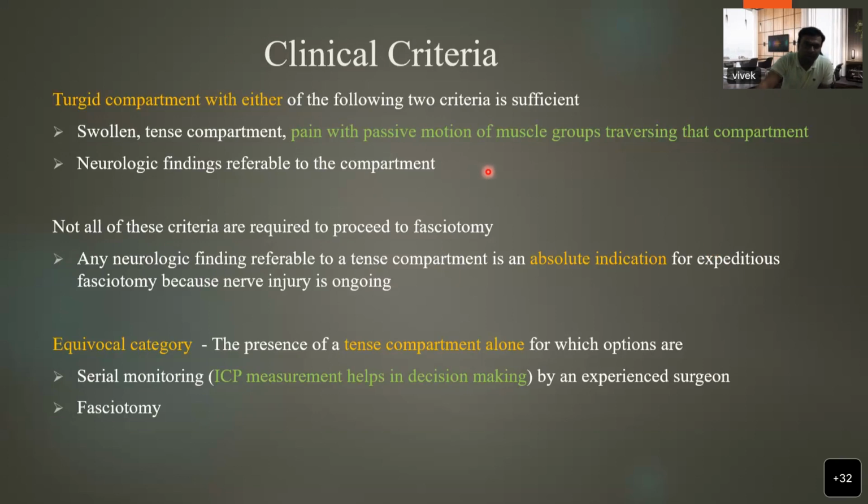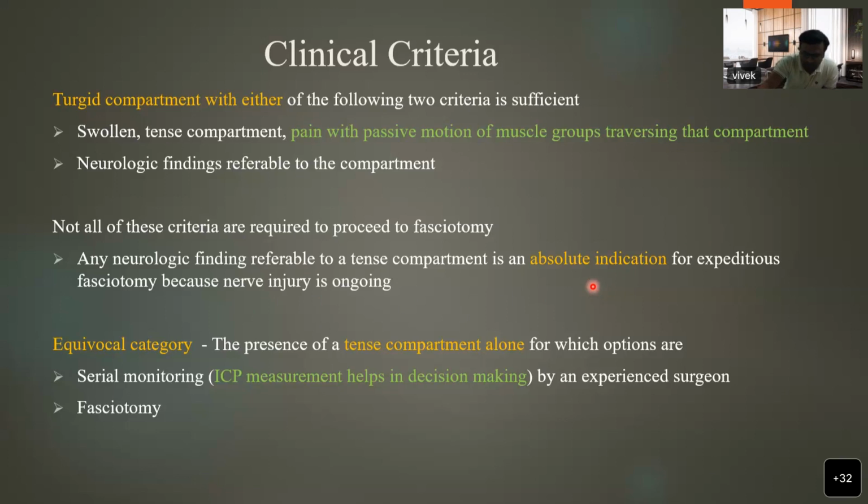But these criteria are not usually required, and any neurological finding referable to a tense compartment is an absolute indication for urgent fasciotomy because nerve injury is ongoing in such patients. Then there are a few equivocal categories wherein presence of a tense compartment alone is noted but there are no other signs, for which the options would be serial monitoring or fasciotomy.